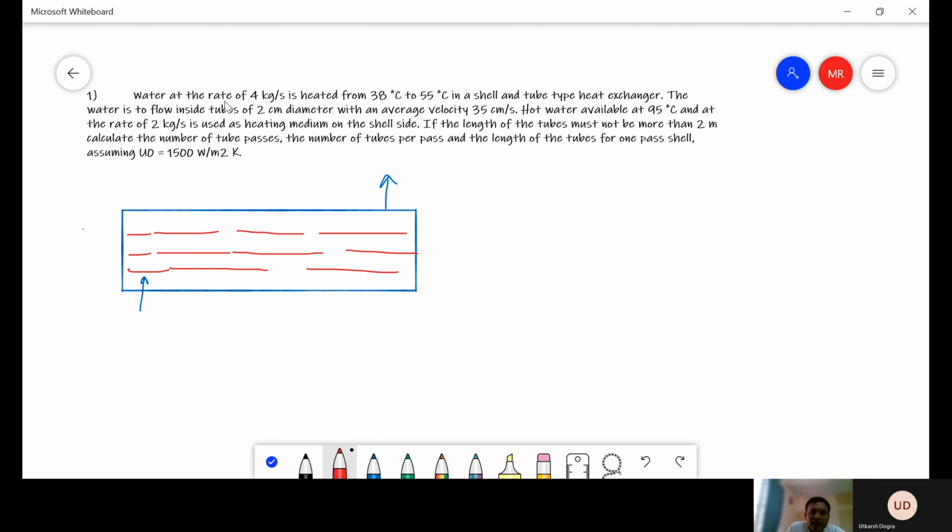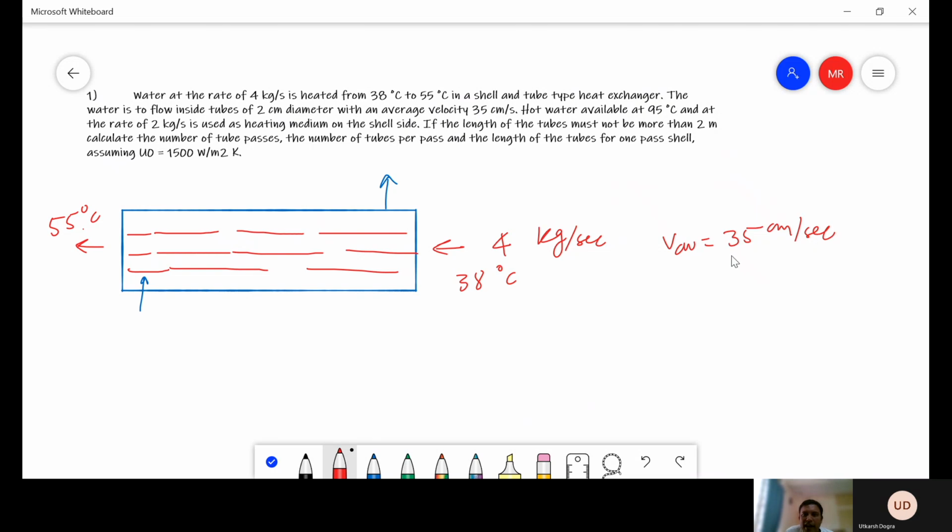Now what is given is water at the rate of 4 kilogram per second is heated. So water is coming in from this direction, going out from this direction. This is given as 4 kg per second. Heated from 38 degrees Celsius to 55 degrees Celsius in a shell and tube heat exchanger. The water is to flow inside the tube of 2 centimeter diameter with an average velocity, so V average is given as 35 centimeter per second.